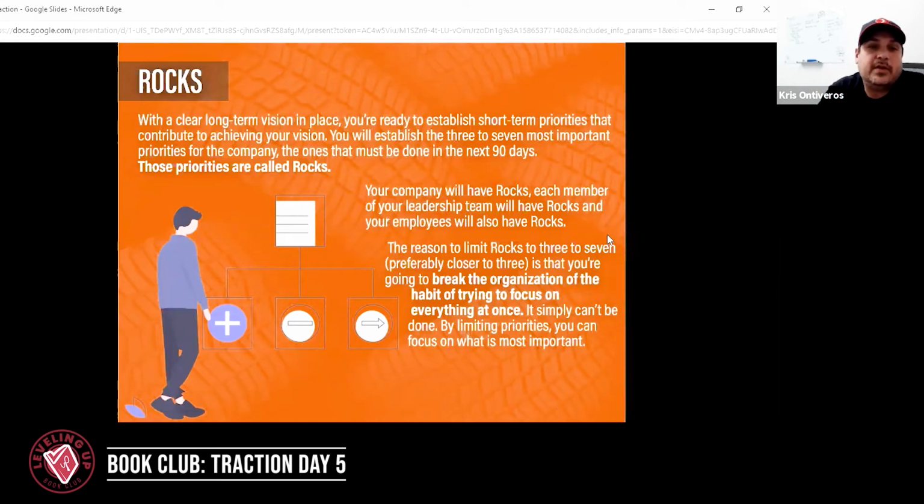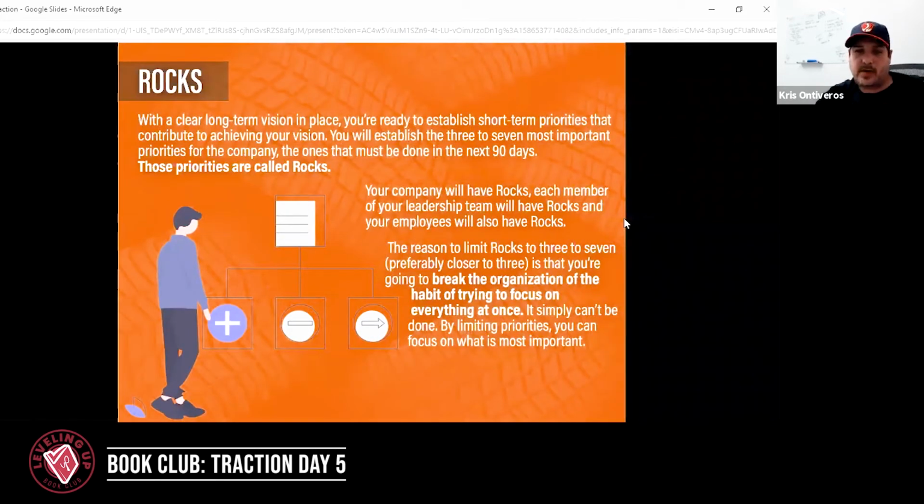Okay, so with a clear long-term vision in place, you're ready to establish short-term priorities that contribute to achieving your vision. You will establish 3 to 7 most important priorities for the company, the ones that must be done in the next 90 days. These are called your rocks. Your company will have rocks. Each member of your leadership team will have rocks, and your employees will also have rocks. The reason to limit rocks to 3 to 7 is that you're going to break the organization of the habit of trying to focus on everything at once. Who's guilty of that? It simply can't be done. By limiting priorities, you can focus on what is most important.